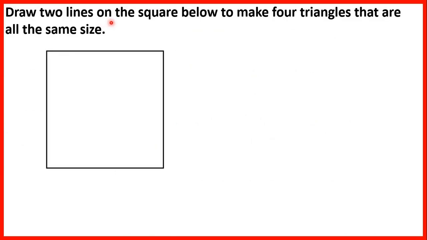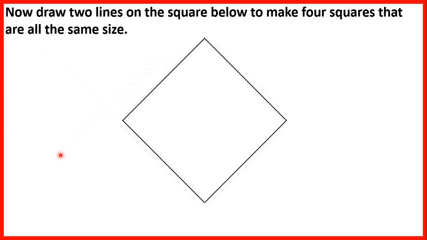Draw 2 lines on the square below to make 4 triangles that are all the same size. So because it's a square, and a square has sides of the same length, all we need to do here is join the corners, and then we've made 4 triangles that are all the same size. This wouldn't work with rectangles, because in rectangles 2 of the sides will be longer, but for squares, because they're all the same length, to make 4 triangles, we can just join up the corners.